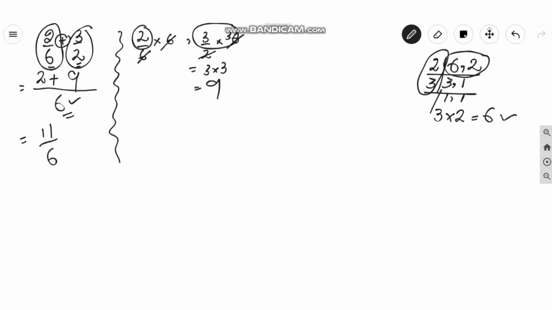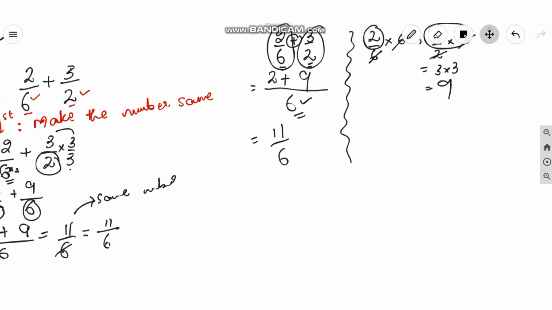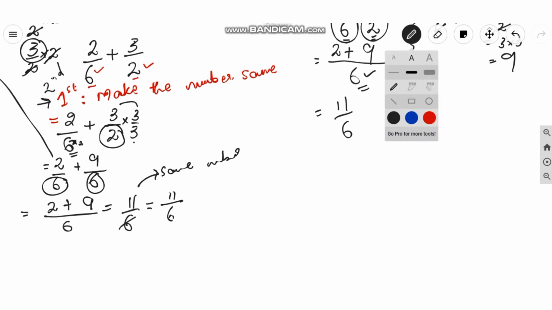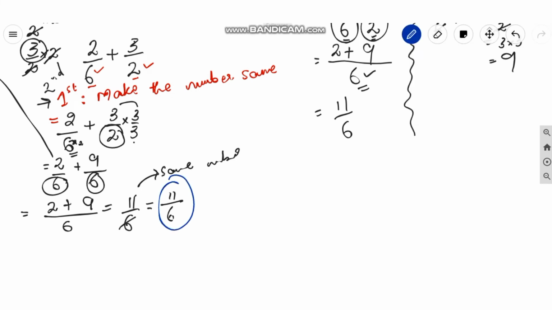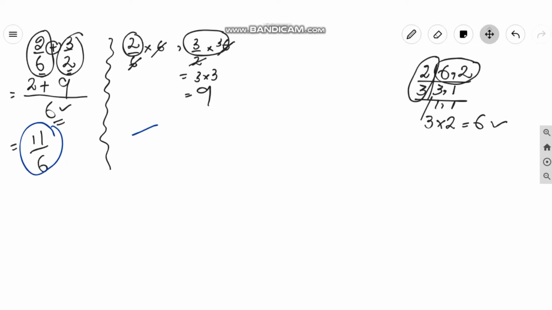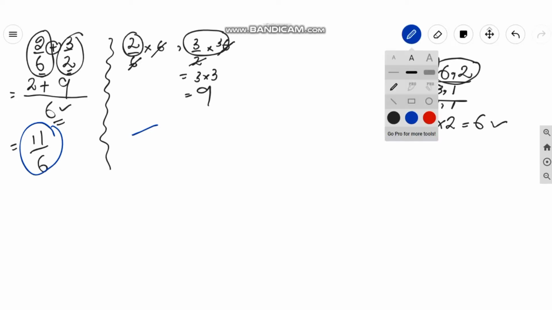You can see that in the previous case the answer was 11 by 6, and in the present case again the answer is 11 by 6. So you can decide which method is easy to follow, and you can follow the method that you find quite easy. So let's discuss some more examples to make it more clear.